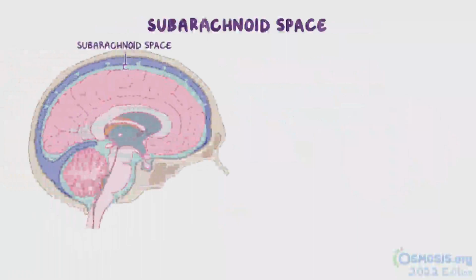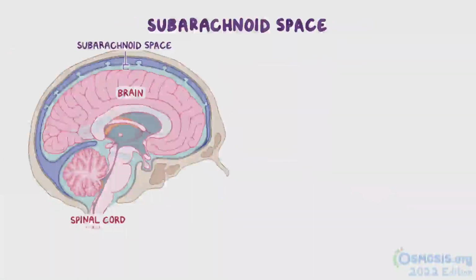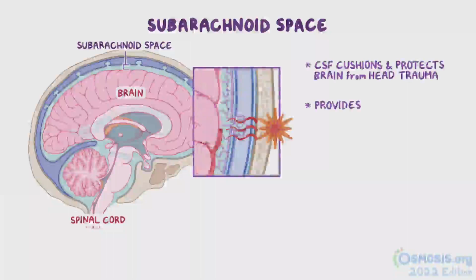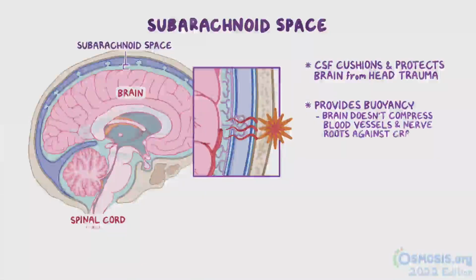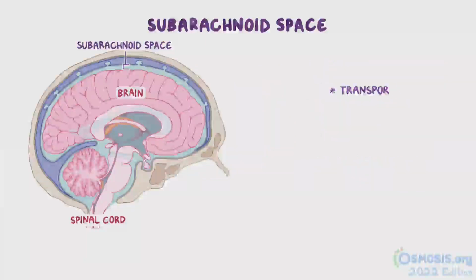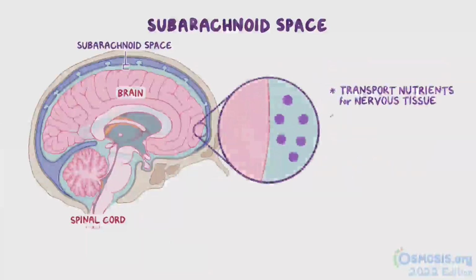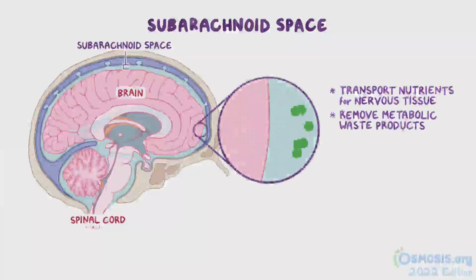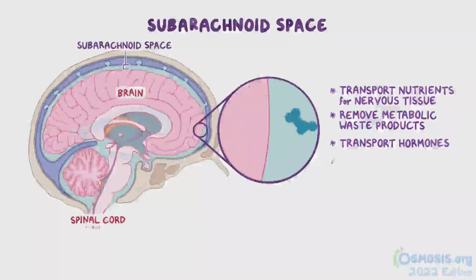CSF doesn't only fill the ventricles, but also the subarachnoid space, which surrounds the brain and spinal cord. This way, CSF cushions and protects the brain from head trauma, and it also provides buoyancy, so that the brain doesn't compress blood vessels and cranial nerve roots against the cranium. It also provides protection against sudden intracranial pressure changes. CSF can also transport nutrients for nervous tissue, as well as remove metabolic waste products. It can also transport hormones and influence the brain's excitability by regulating its ionic composition.